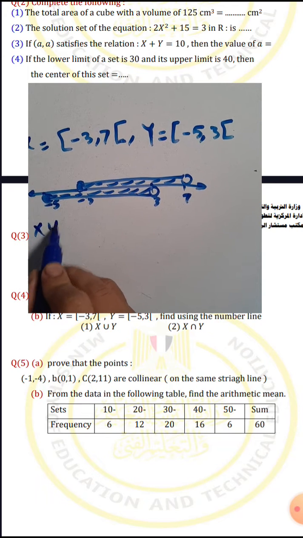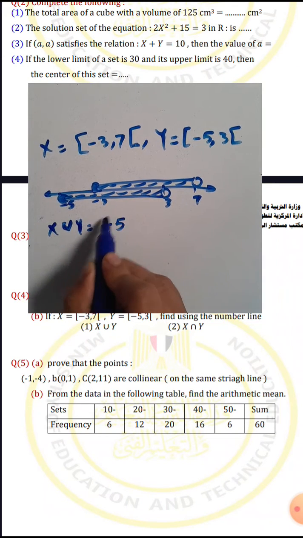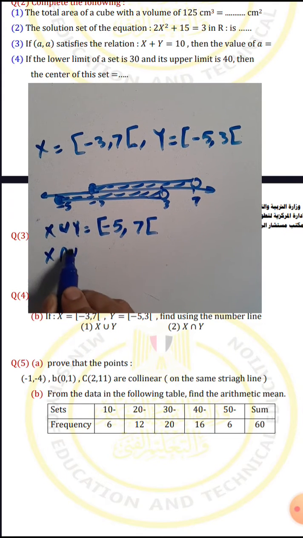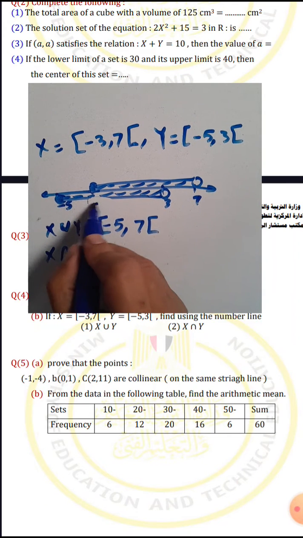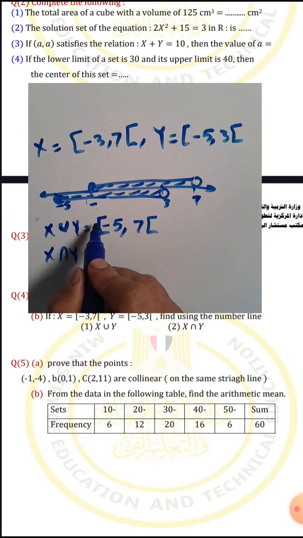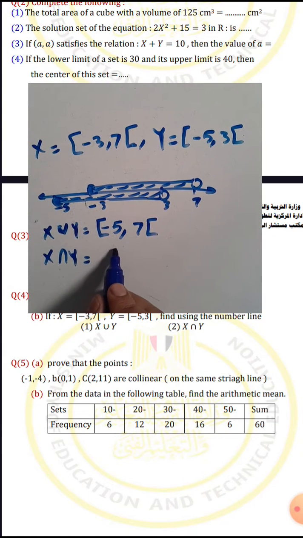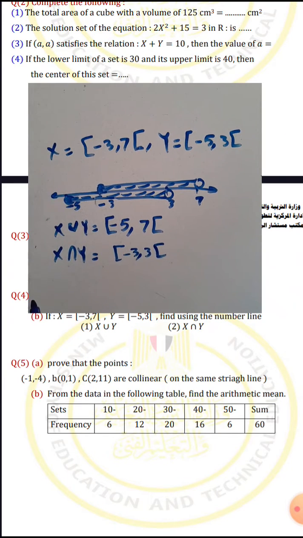Then X union Y here is from negative 5 closed to 7 open, and X intersection Y, the intersection between them, we have here negative 3. Okay, the intersection is from negative 3 to 3, but negative 3 closed and 3 open. Okay.